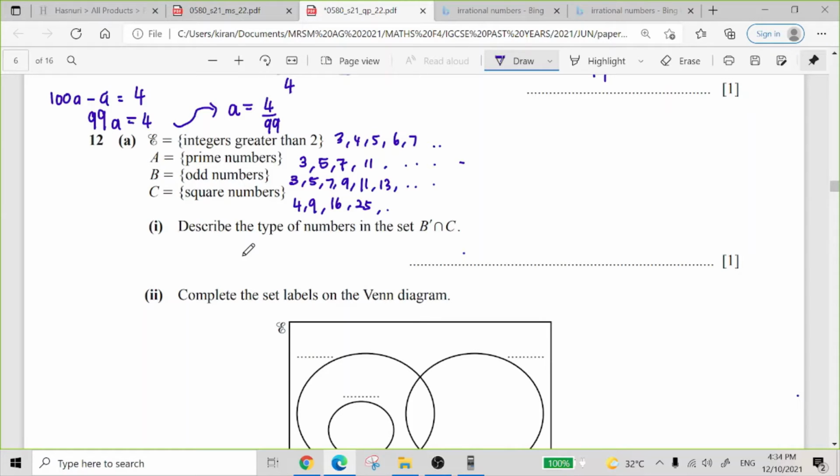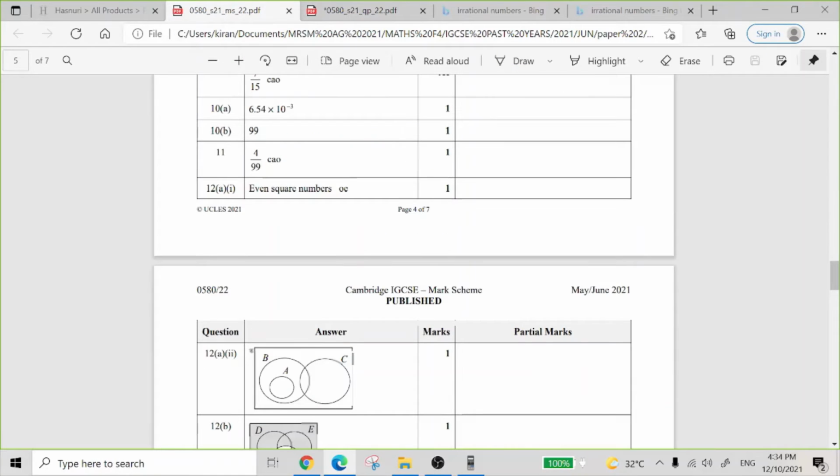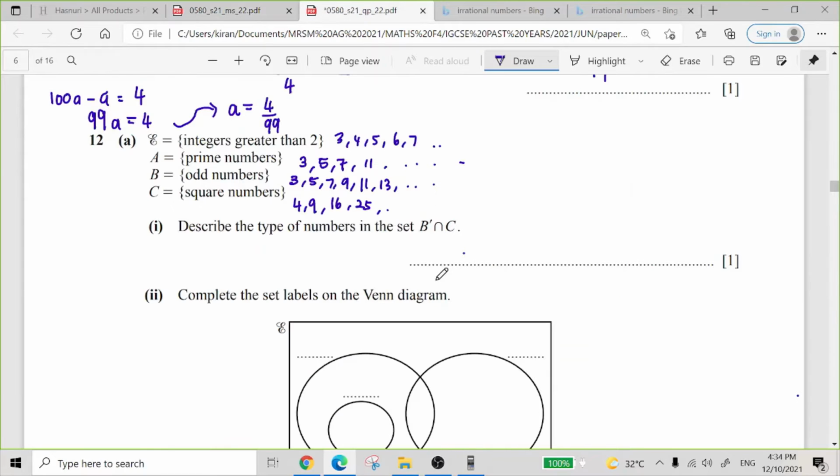Okay, describe the type of numbers in the set of B complement and C. Okay, what does it mean by B complement here is selain daripada B. Okay, mana selain daripada B kat sini ialah kalau tengok ini odd numbers, selain daripada B banyak lah. Kat sini pun 4, 9, 16, 25 ni selain daripada B lah. Okay, kita terus jawapan lah. Okay, even square numbers. Okay, jawapan dia ialah even square numbers.